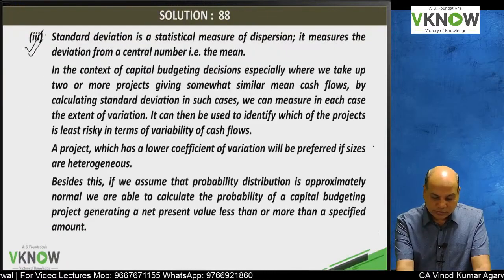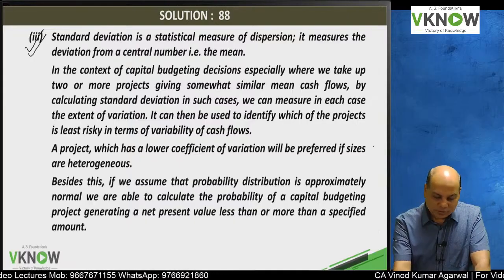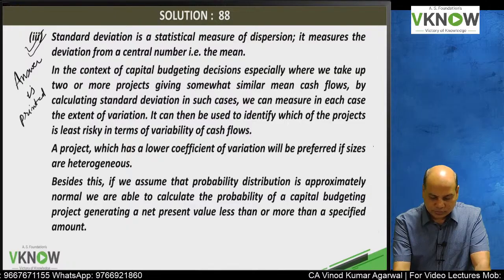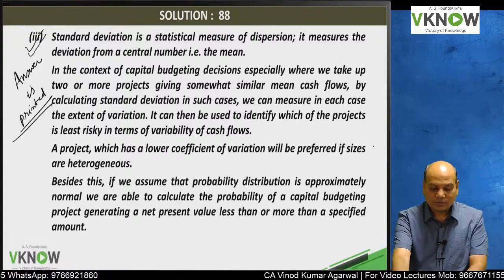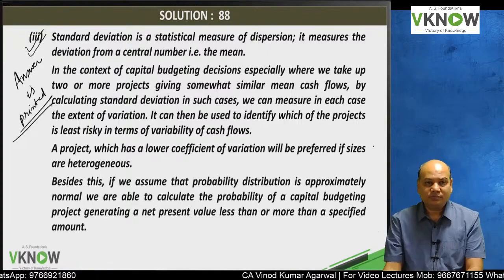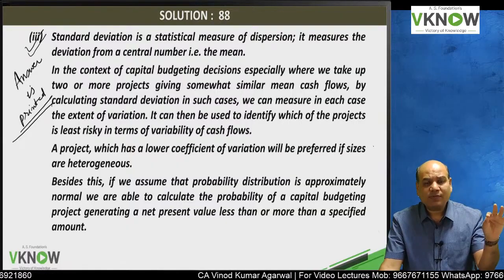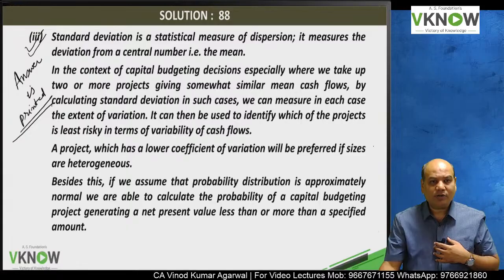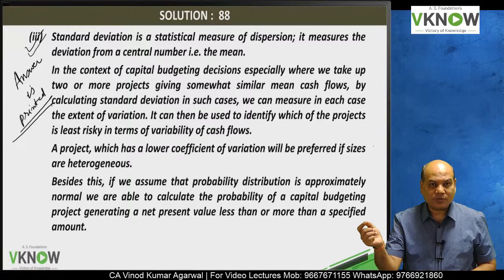Third question was, how does standard deviation help in capital budgeting decisions? This answer is printed in the book, so you don't need to copy, but I'll explain what is written here. First, if there are two projects which have the same expected NPV but different standard deviations, then you can select the project with lower standard deviation.